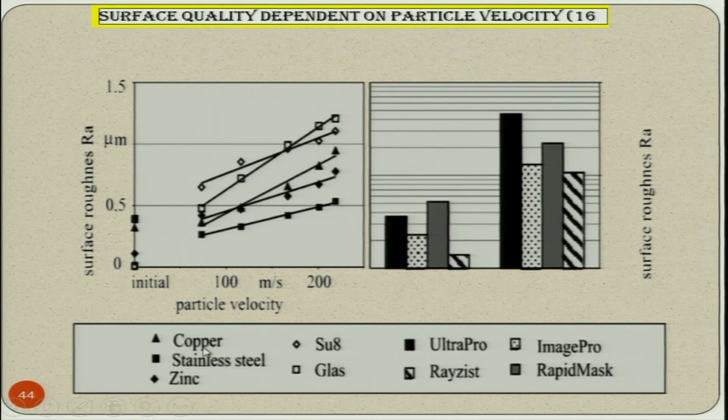You can see 4 different masks: rapid mask, image pro, ultra pro and raised, and you can see in all the 4 cases the erosion surface roughness value is coming out different with different masks. So, you have to study this and select a proper type of mask and proper particle velocity to get the desired surface roughness value.